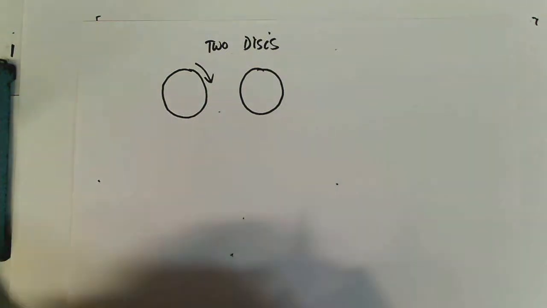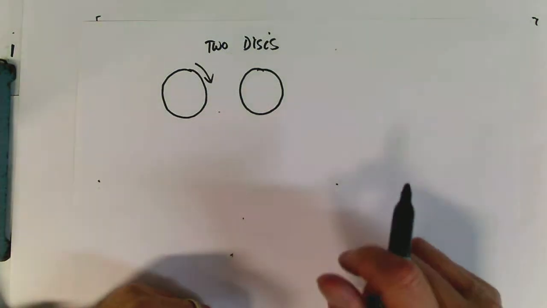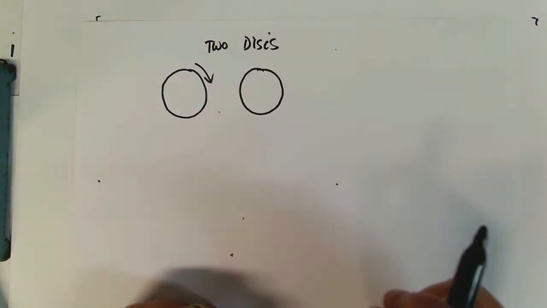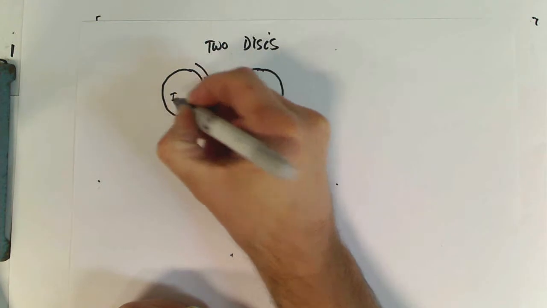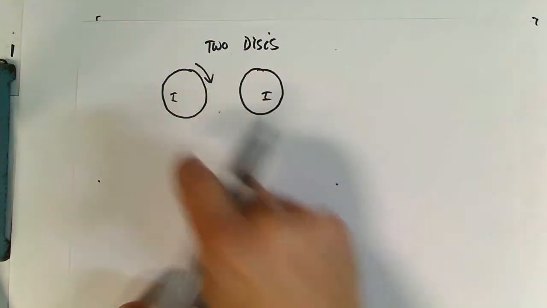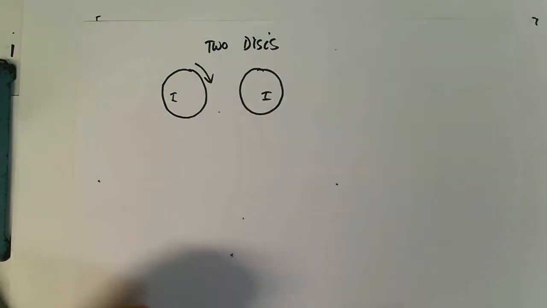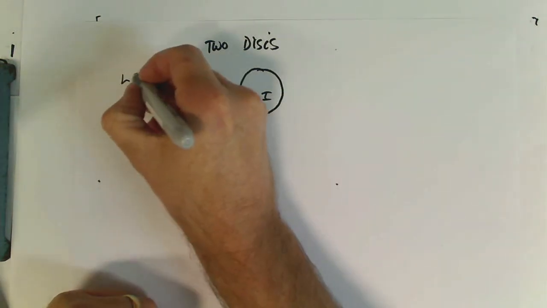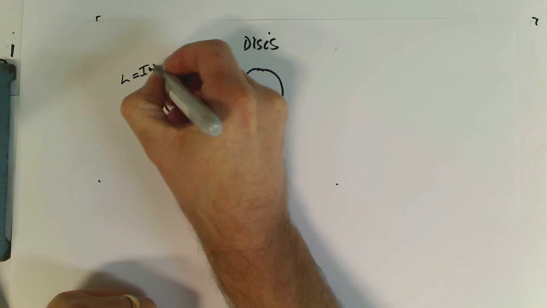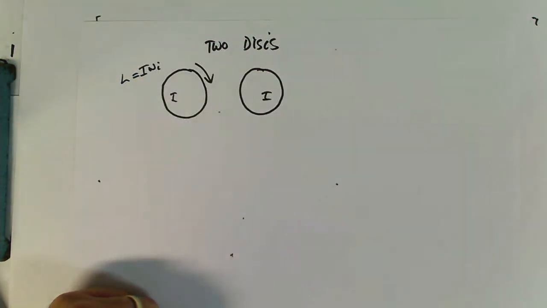This is the two-disc problem. People find this one quite confusing to think about. So we've got two discs. We'll give them equal I. Now this is the only one that's rotating at the start, and it's rotating clockwise. So we'll give that one an angular momentum of L equals I omega I, for initial omega.